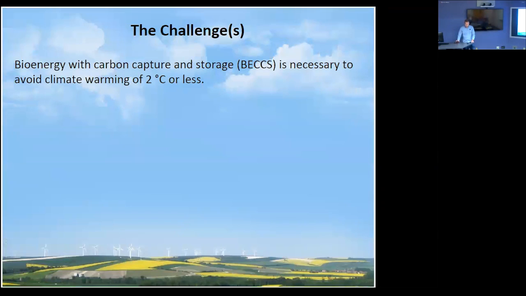So the challenge globally is this economic notion of bioenergy with carbon capture and storage, the idea that we burn things and put the carbon underground to displace fossil fuels, which is going to be necessary if we're hoping to avoid planetary warming.